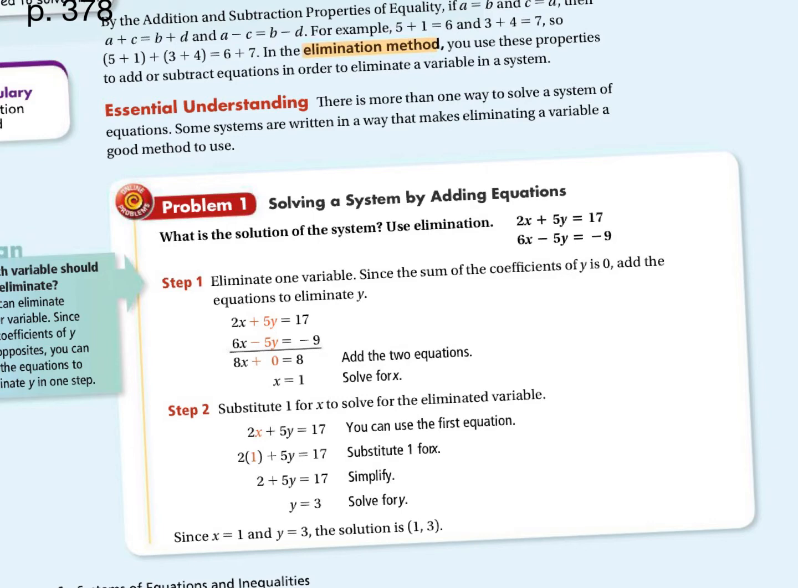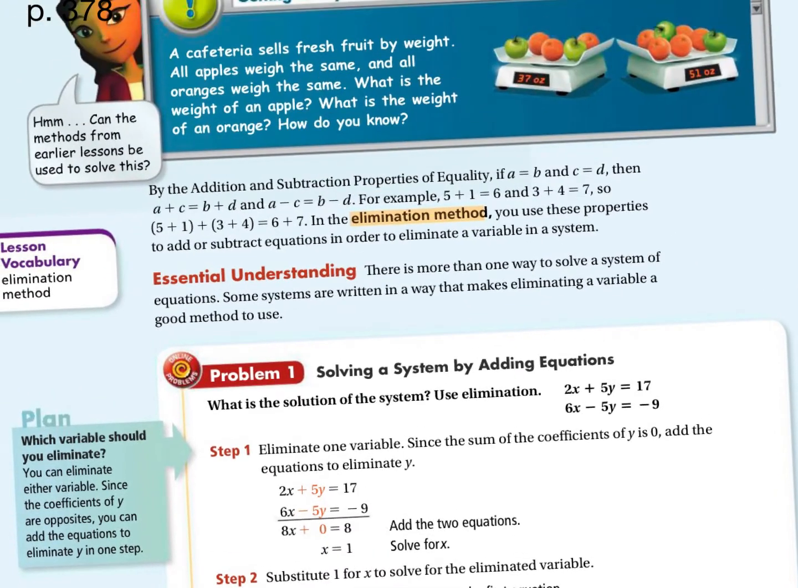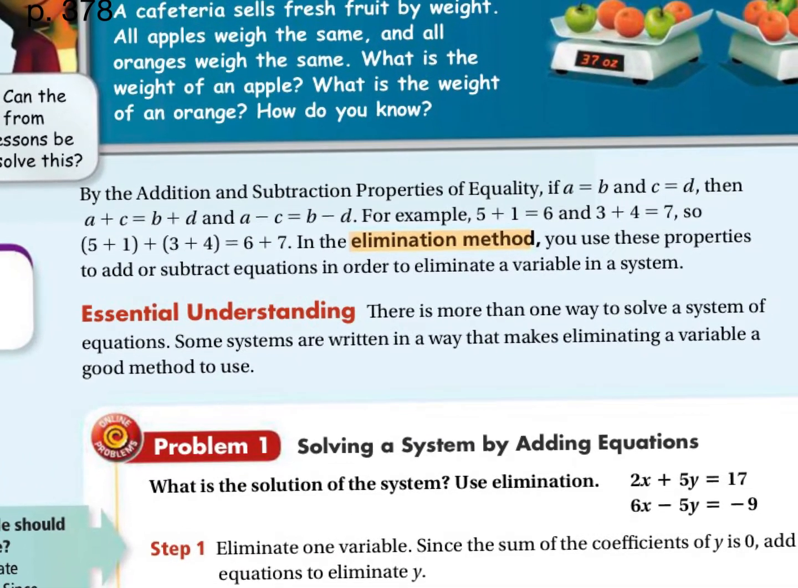So if you look at the two equations that are given, the idea here is like what they have set up with the addition and subtraction properties of equality. If two things are equal and two other things are equal, then if you add the left halves of your equations, that's going to be equal to adding the right halves of your equations.